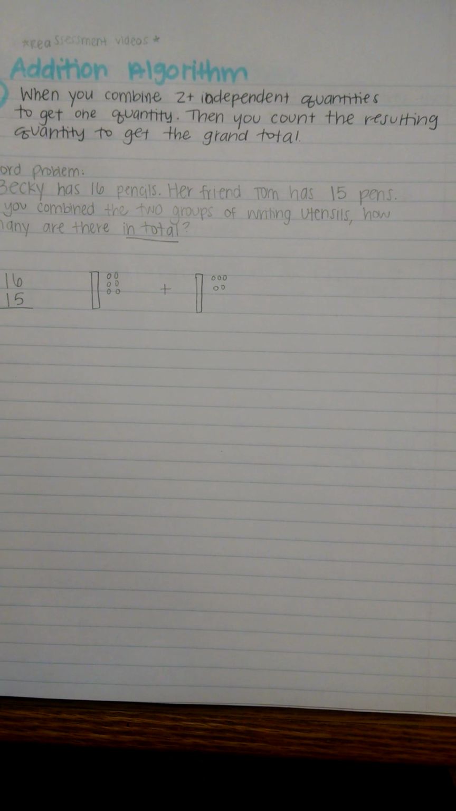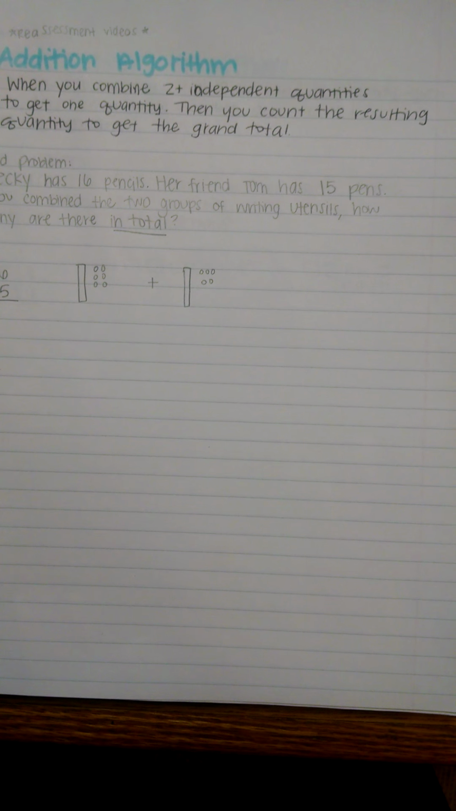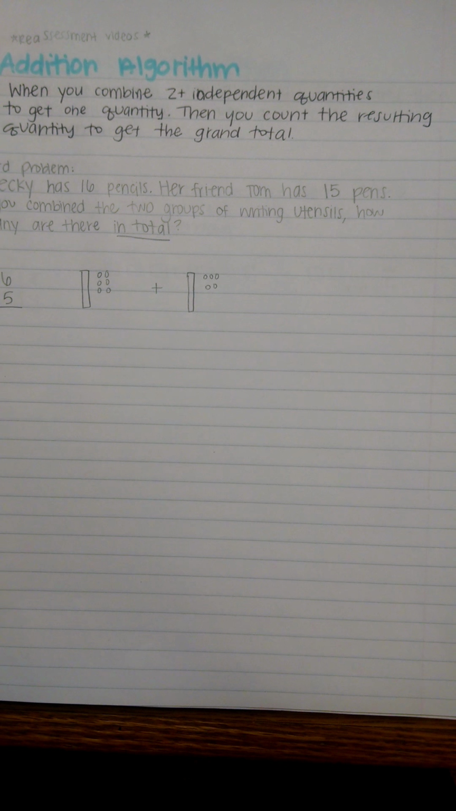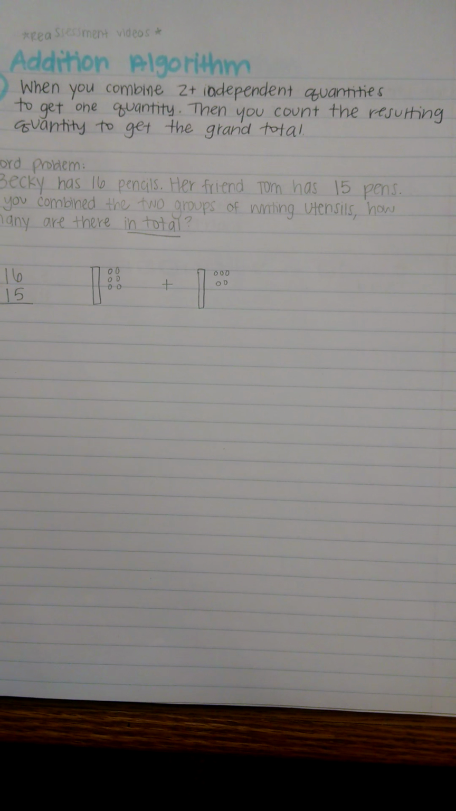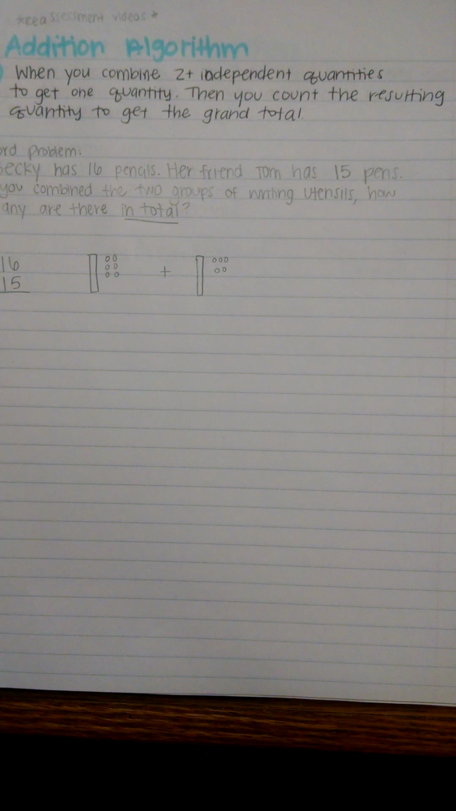Alright, so for the first reassessment video, we're going to do addition algorithm. So let's go back to the definition of addition. Addition is when you combine two or more independent quantities to get one quantity. Then you count the resulting quantity to get the grand total.